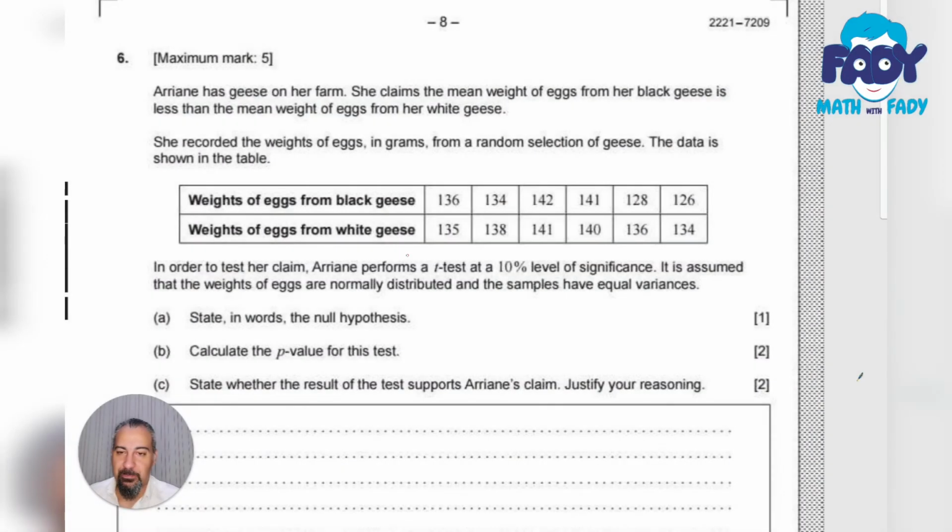In this video, we'll continue solving math applications. SL, paper 1, May 21. Let's get started. Question number 6.